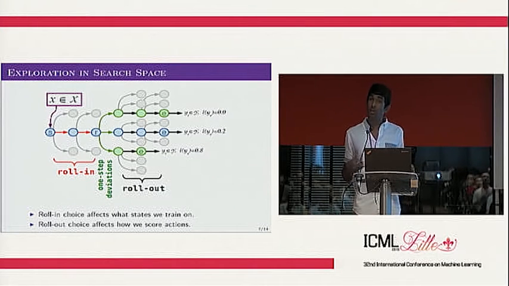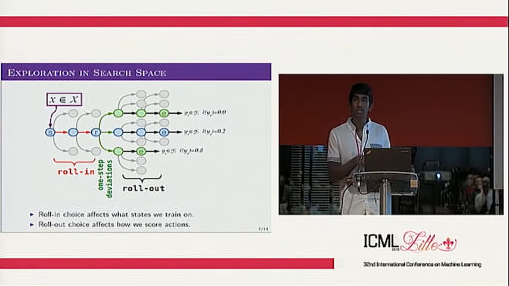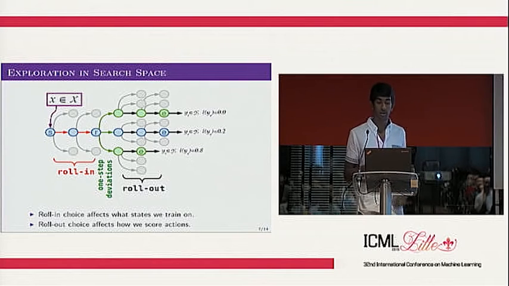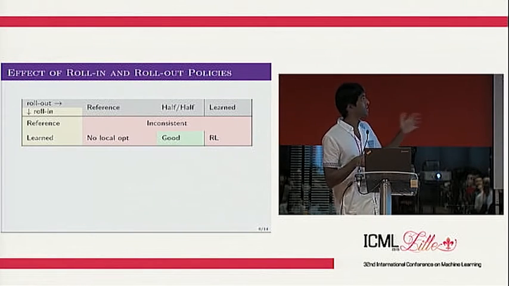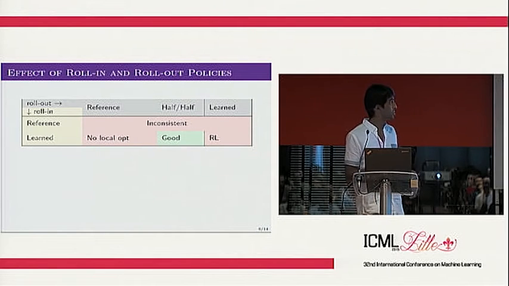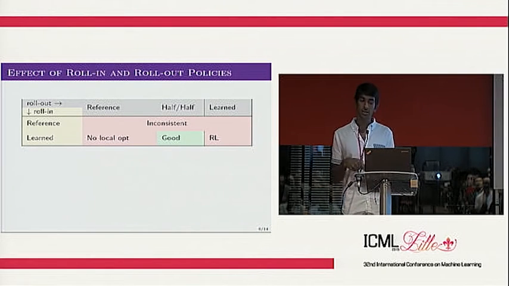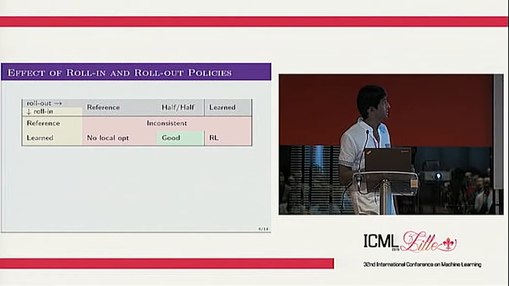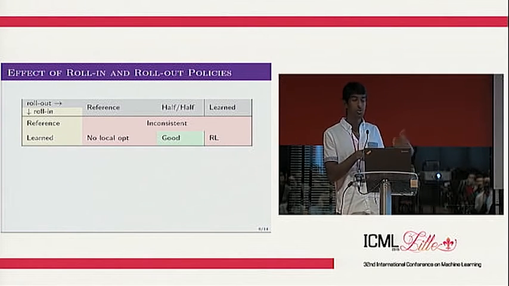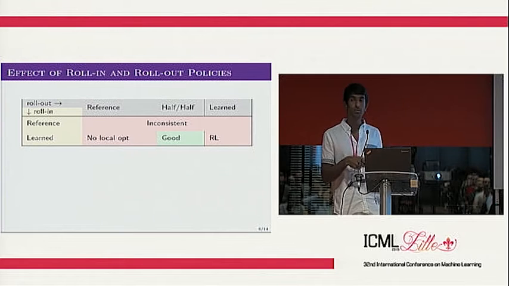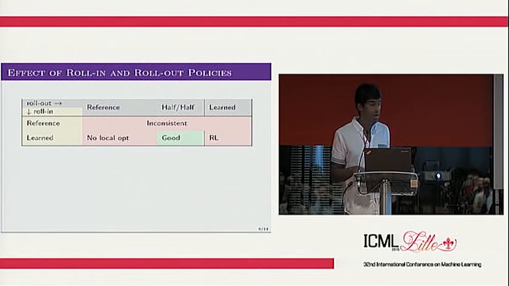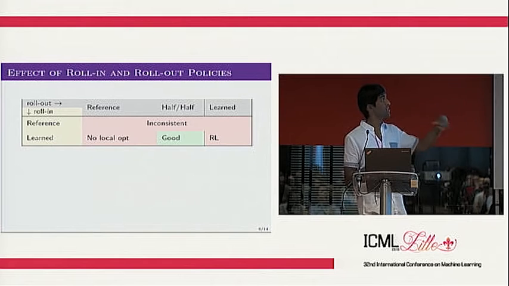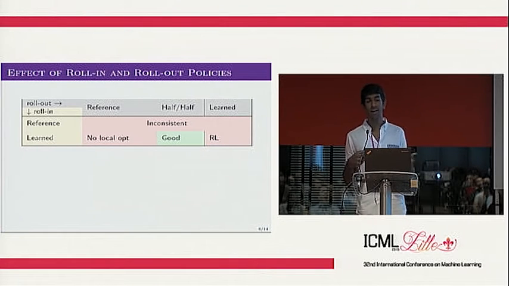So one question is, what are the right roll-in and rollout policies, specifically in the context of you might not have a good reference policy. So this is the first contribution of the paper. We study the effect of roll-in and rollout policies when you might have a suboptimal reference. And I'm going to show 2 choices for roll-in and 3 choices for rollout. For roll-in, we'll use the reference, which again might not be good, and the learned policy, whatever you've learned so far. For the rollout, I'll use the reference, the learned policy, or like a half-and-half type mixture.